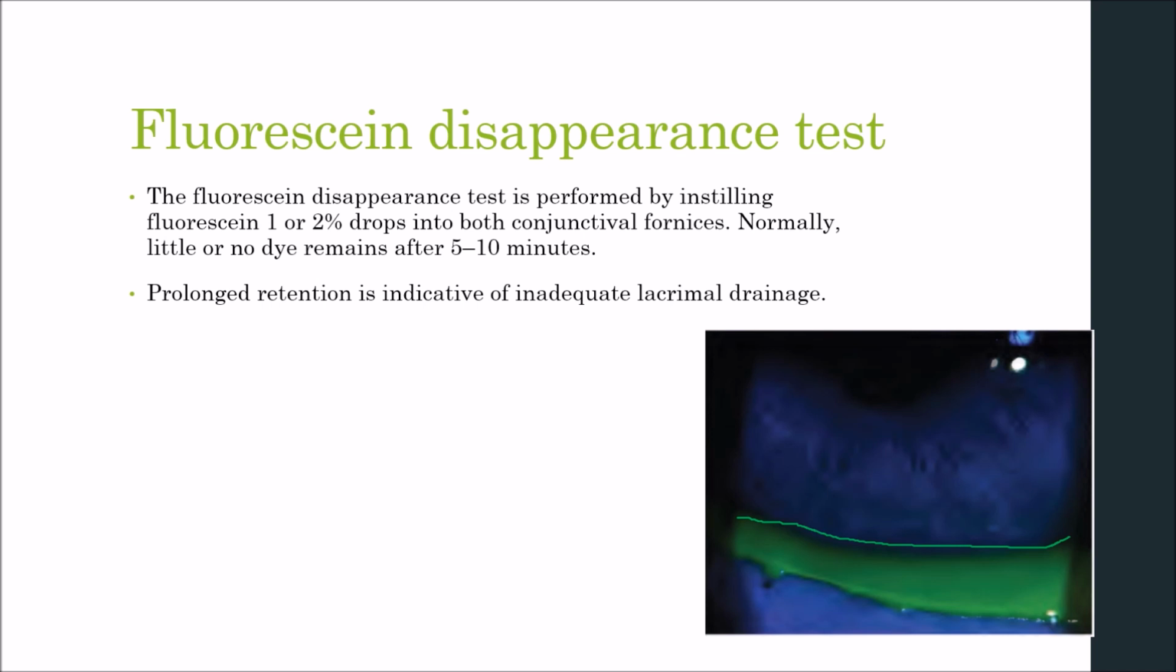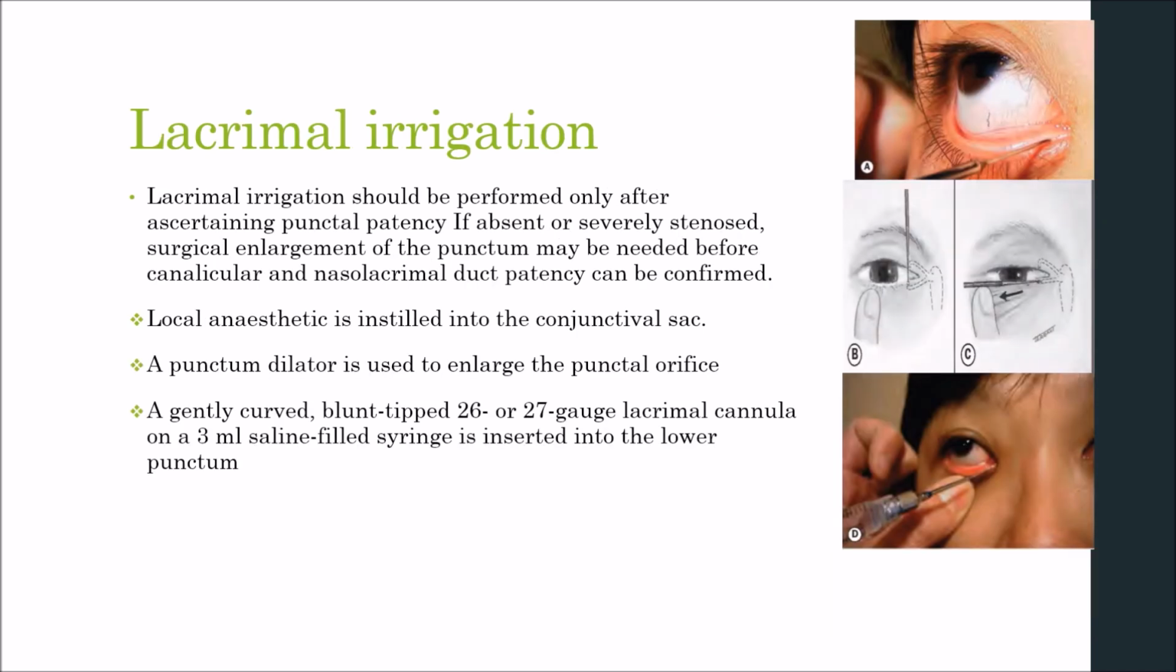Afterwards, the next test would be lacrimal irrigation, which should be performed only after ascertaining punctal patency. If absent or severely stenosed, surgical enlargement of the punctum may be needed before canalicular or nasolacrimal duct patency can be confirmed. It is contraindicated in acute infection. So the procedure starts with instillation of local anesthetic in the conjunctival sac.